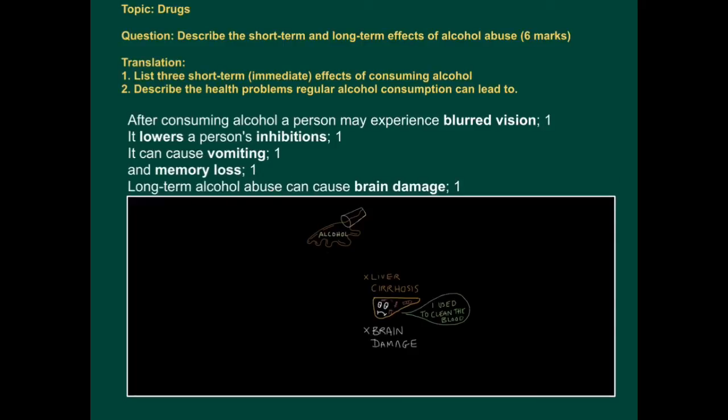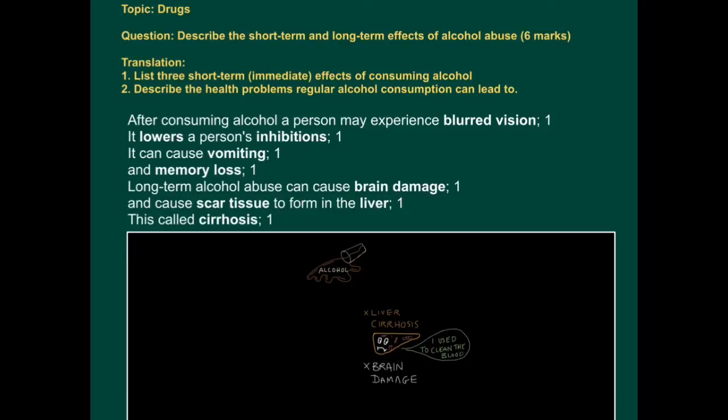Long-term alcohol abuse can cause brain damage and cause scar tissue to form in the liver. The liver is at high risk from long-term alcohol abuse. This is called cirrhosis. So very easy, but a matter of memorizing the short-term and long-term effects.